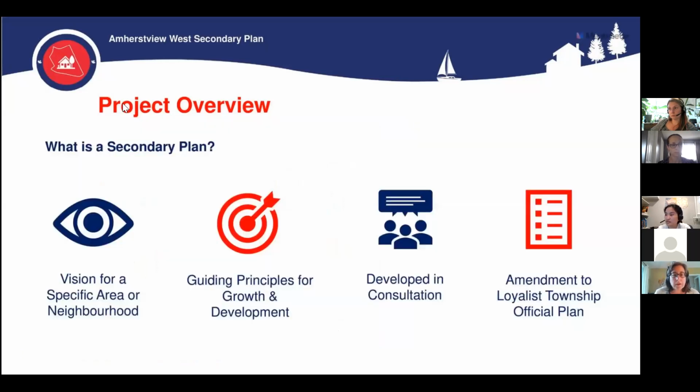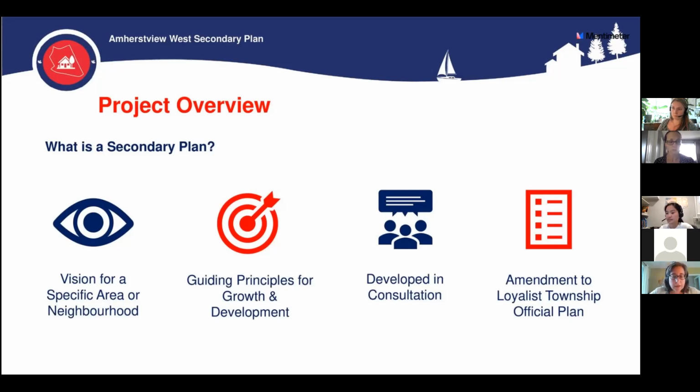The next slide helps to explain what a secondary plan is. Think of it as an onion. I use this analogy where you have the Planning Act, and then the next layer is the provincial policy statement. The next layer is the county's official plan. The next layer is the township official plan, and then the secondary plan. So it's a layering effect.